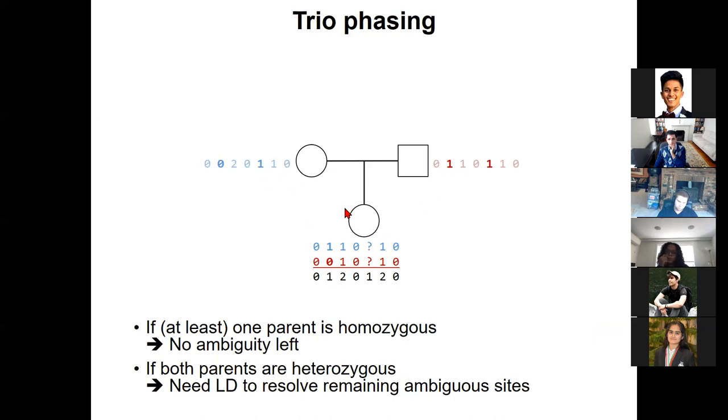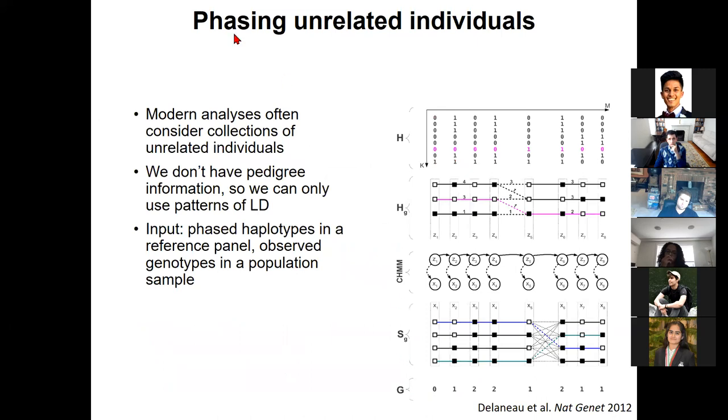And there, I know that both mom has 1 copy with a 1 and 1 copy with a 0, and dad has 1 copy with a 1, 1 copy with a 0. So it's very unclear at this location how I got my 1, whether I got it from mom or from dad. So basically, if both parents are heterozygous, then I actually need linkage disequilibrium to resolve the remaining ambiguous sites.